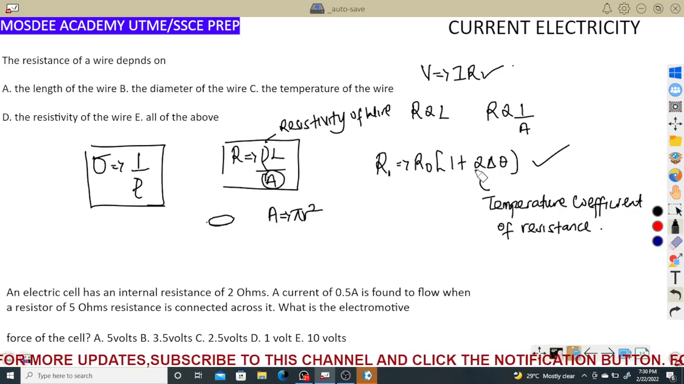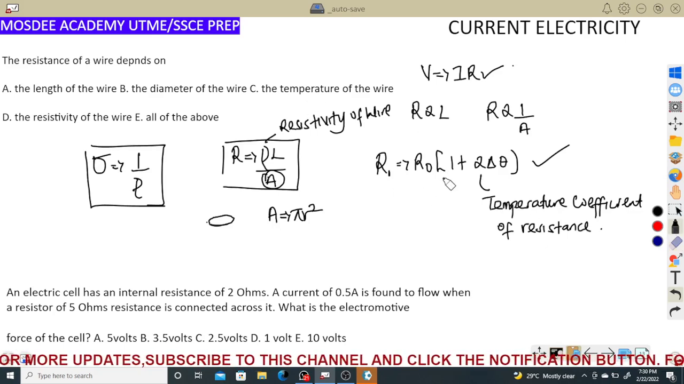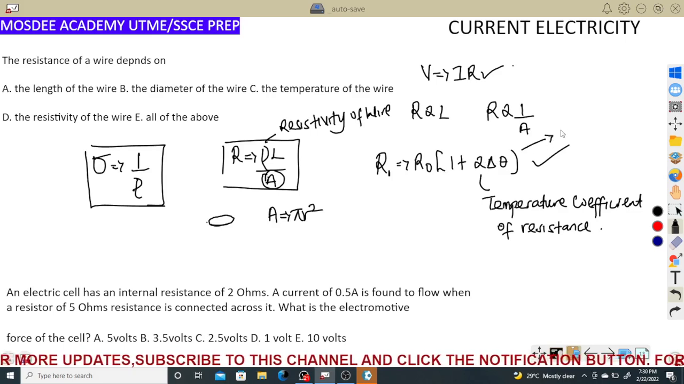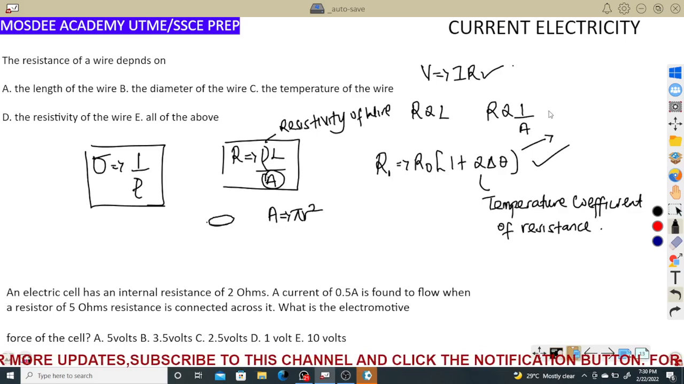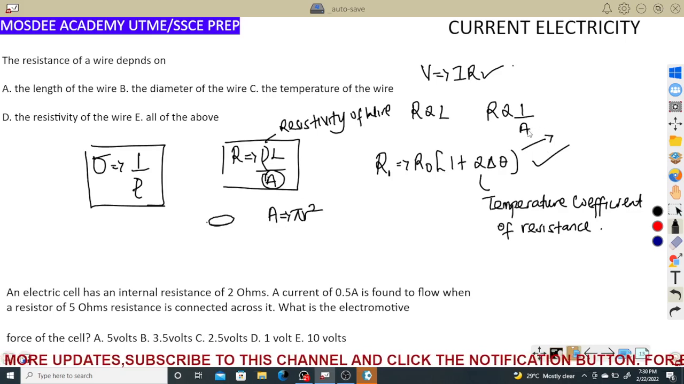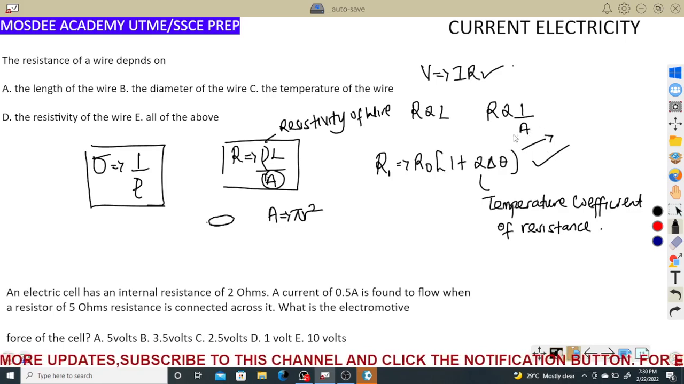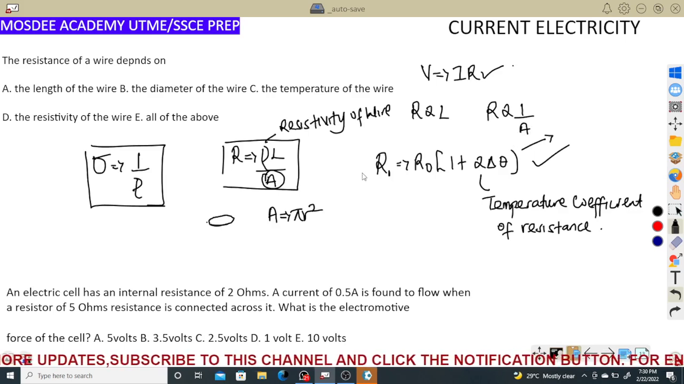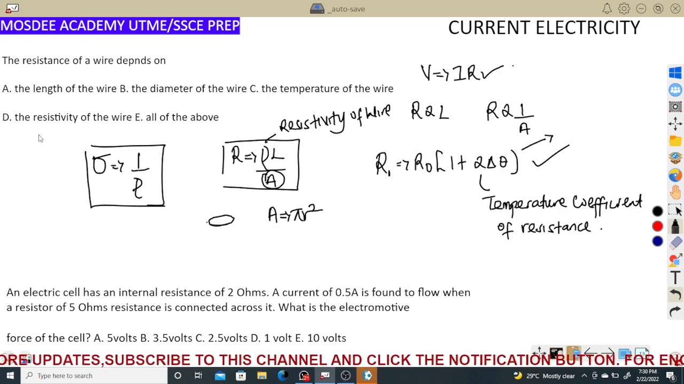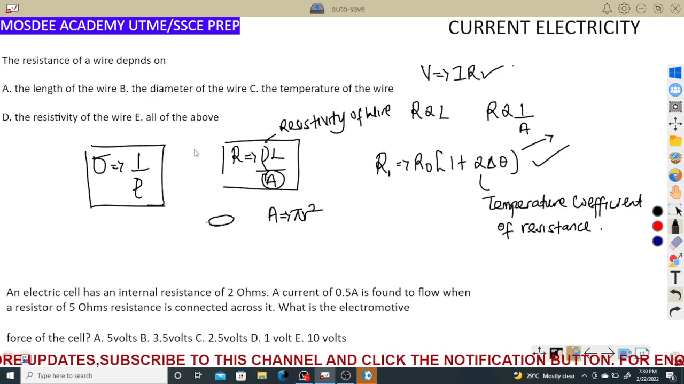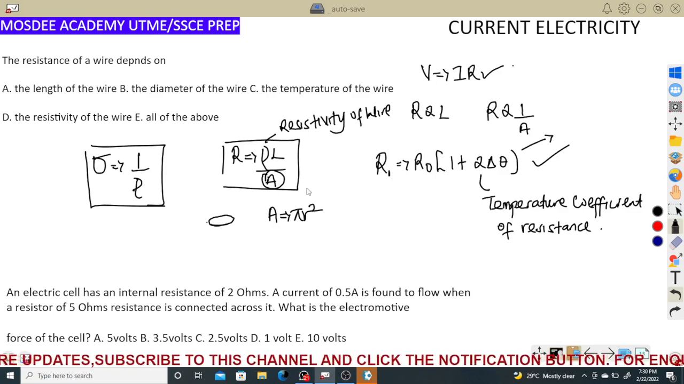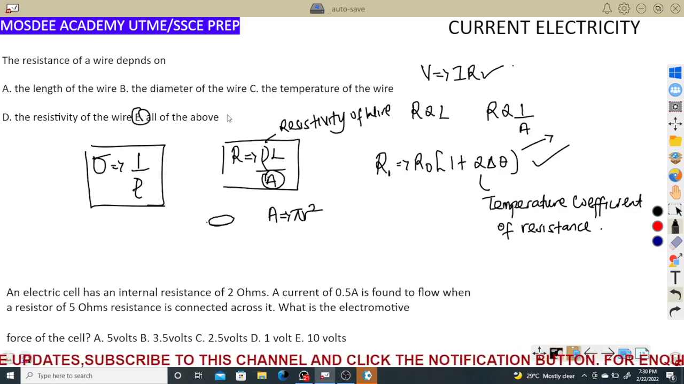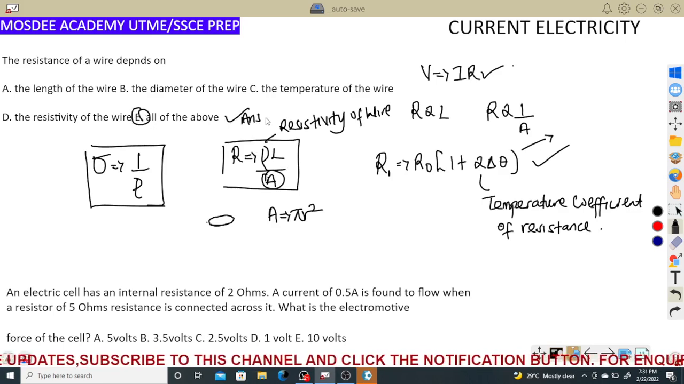Temperature, I told you this is our temperature coefficient of resistance. In fact, we have what we call color coding of resistance, which I think is not in your syllabus, but for A level students, you know color coding of resistance. I'm not going into that because of tolerance rate and all those kinds of things. Now, the resistivity is also listed here. So all these factors affect the resistance of a wire, a quick concept. So the answer to this is all of the above, and that is correct. Please always keep it in mind.